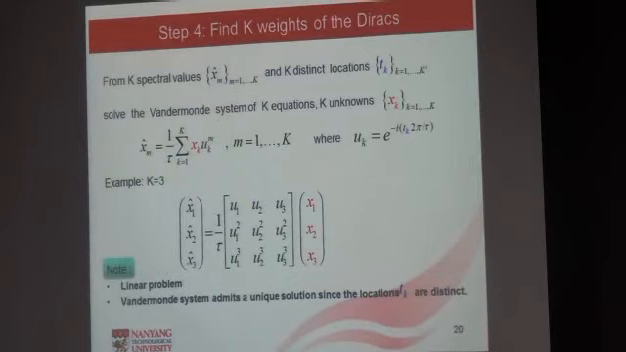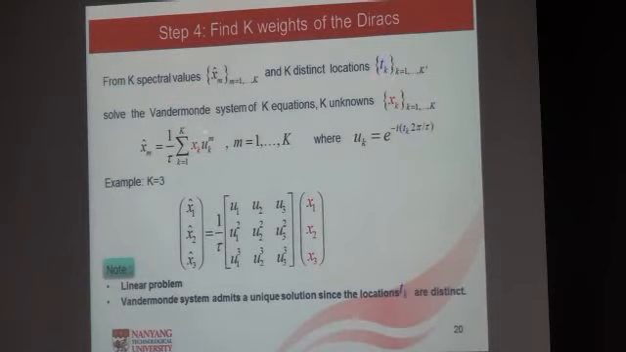Finally, we want to find the K weights of the Diracs. So right now, what do we have? We have 2K spectral values. We have the K locations. So we have N samples that led us to 2K spectral values, that led us to the K locations, and now we're looking for the K weights of the Diracs.